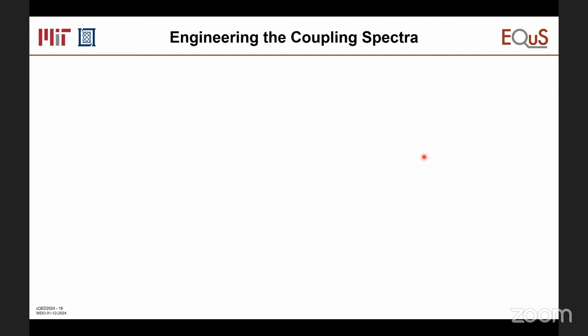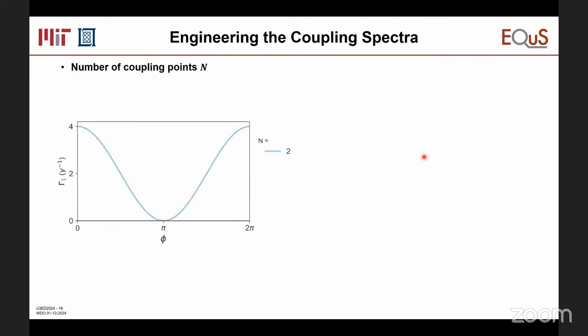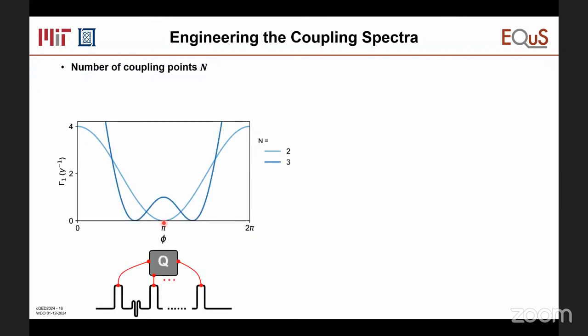Okay, so now that we know the rules, we can engineer the coupling spectra. The first thing we can do is change how many points we're connecting the qubit to the waveguide. I just showed 2, and that gave one minimum, one decoherence-free point. But we could add a second one, or a third coupling point, and that now gives us 2 minima at different phases. And it continues on like this, n minus 1 minima for n coupling points. Okay, so that's one thing we can do.